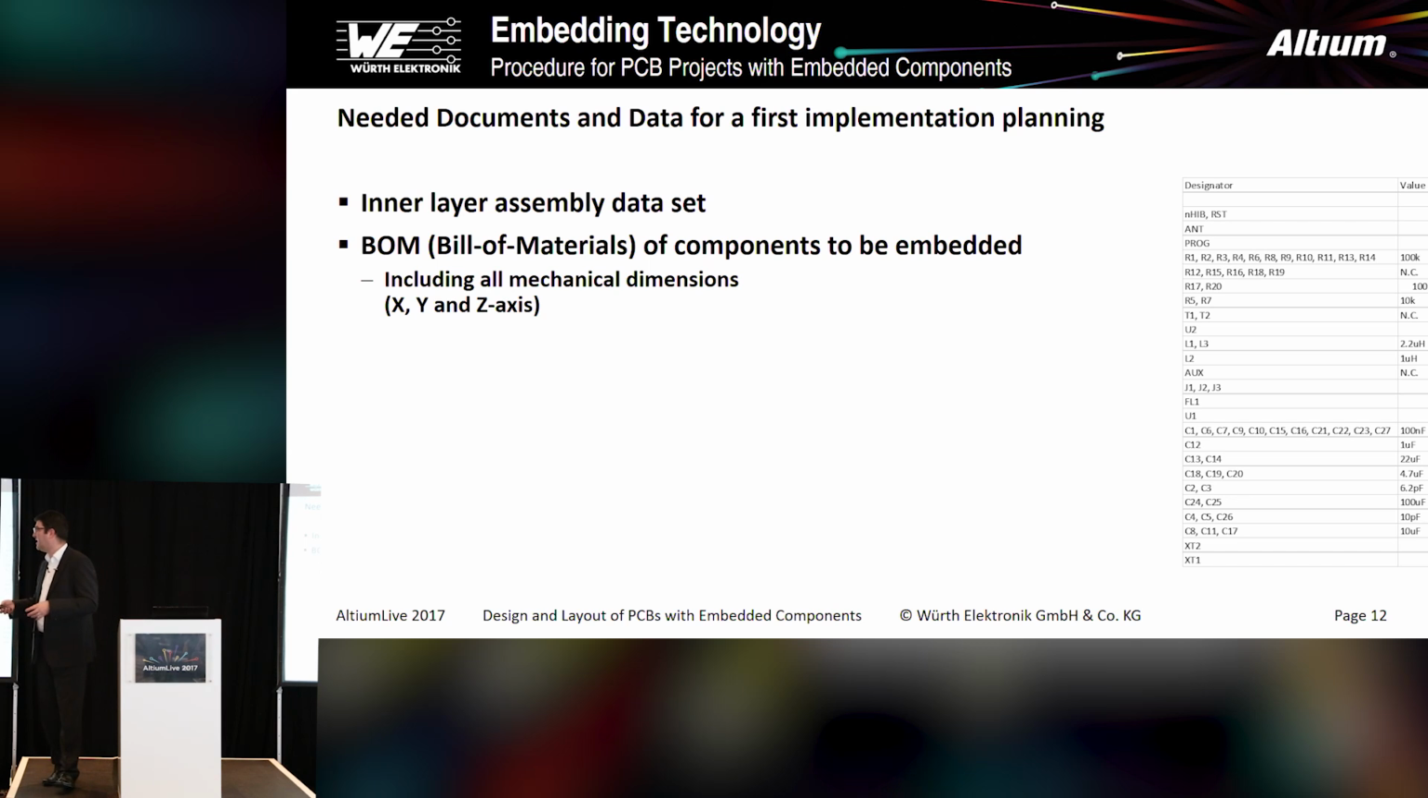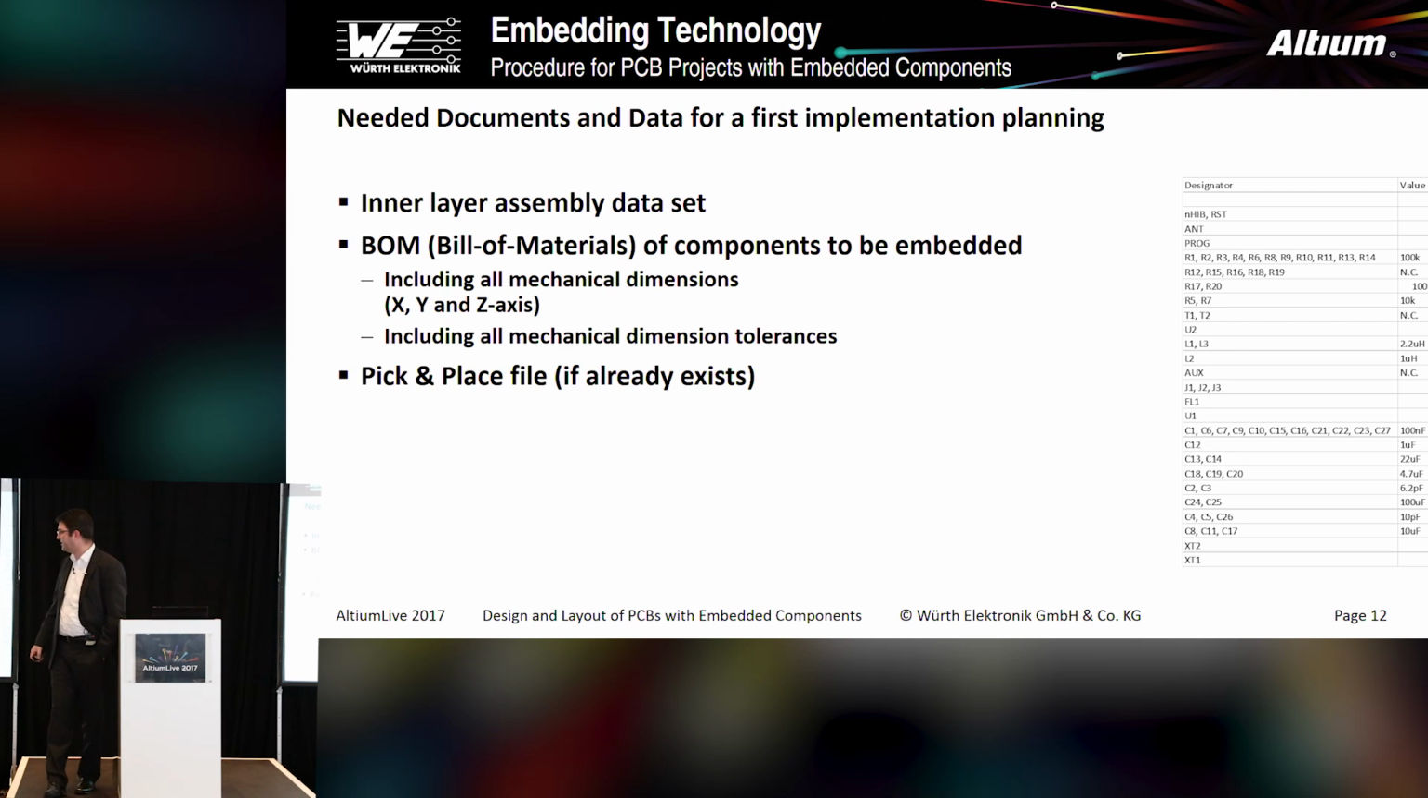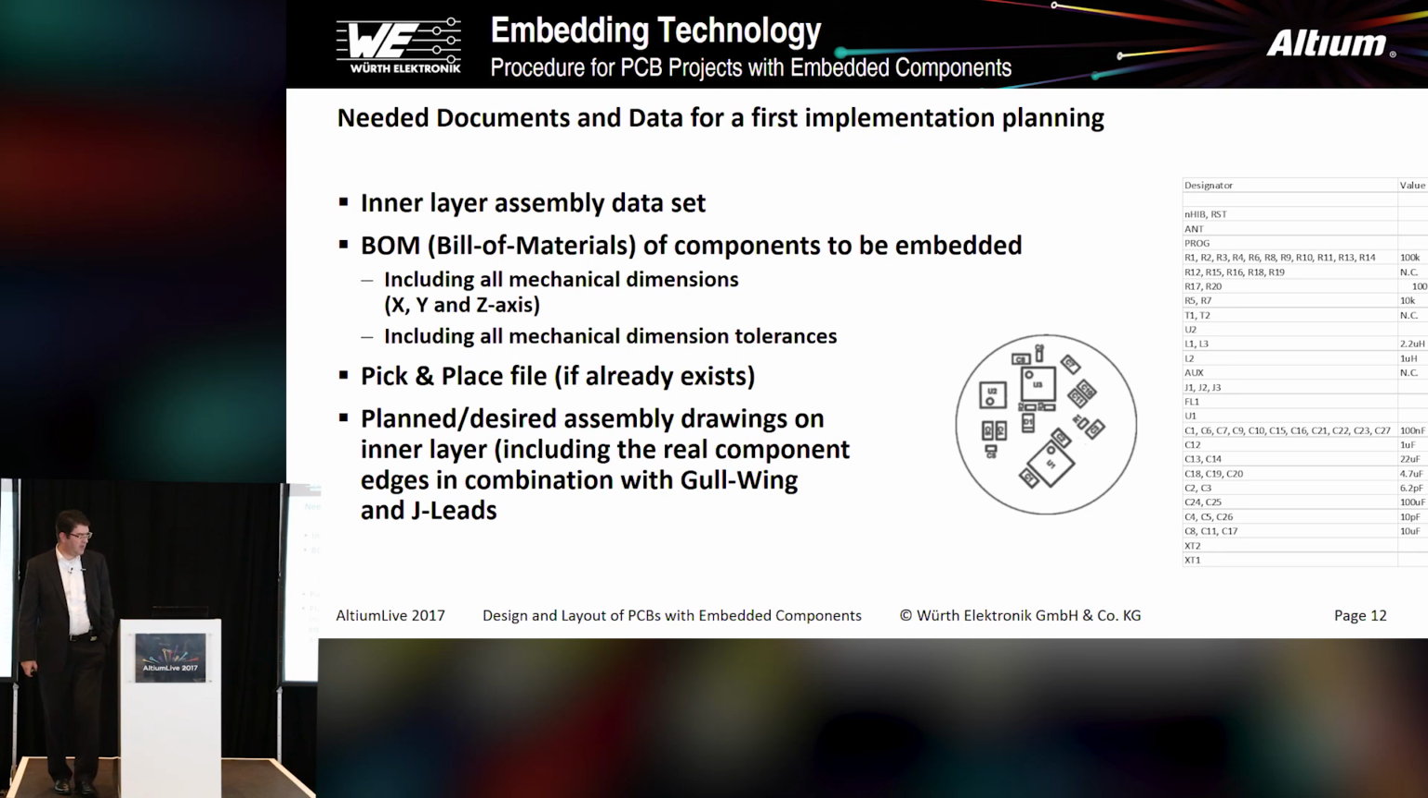So we always calculate with a maximum, so we need to have X, Y, and Z plus their tolerances, because especially in the z-axis, we definitely need to know the thickest we can get so that we can calculate a stack up out of it. As I said, all the mechanical tolerances. If there already exists a pick and place file and some planned assembly drawing, so what you think already, if you have it, where to put components.